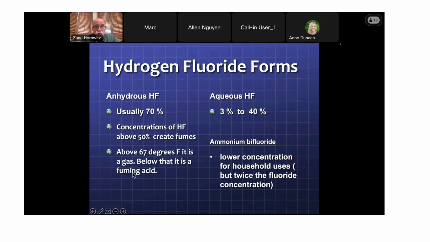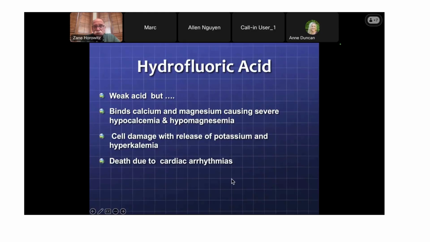The industrial strength ones are usually painful immediately, and they can vaporize and cause inhalation burns. And we mentioned their biggest risk is not so much that they create a dramatic blistering burn, but they bind with calcium and magnesium, causing electrolyte depletion and arrhythmias.